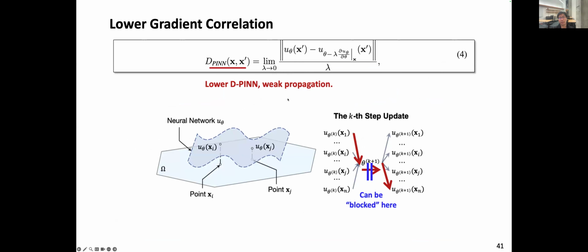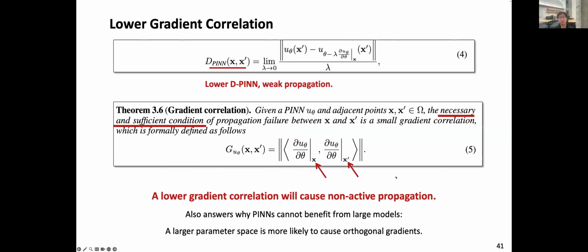Eventually, we got a very essential factor, which is denoted by D_PINN. And similar to the stiffness matrix, a lower D_PINN indicates a weak propagation. That means you cannot propagate the information from this point to this point. Going further, if we expand the definition of D_PINN, we can find the necessary and sufficient condition of propagation failure, which is a smaller gradient correlation. That's exactly what we want to know in the previous theory in RoPINN.